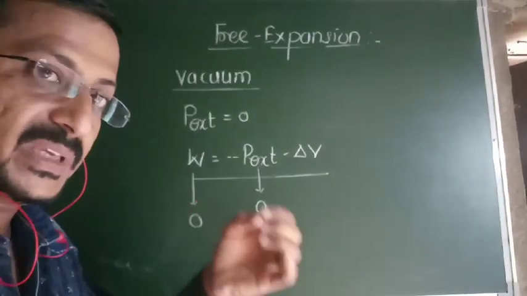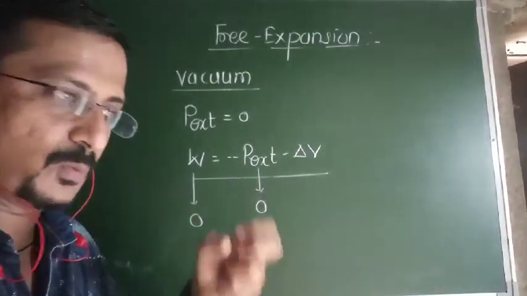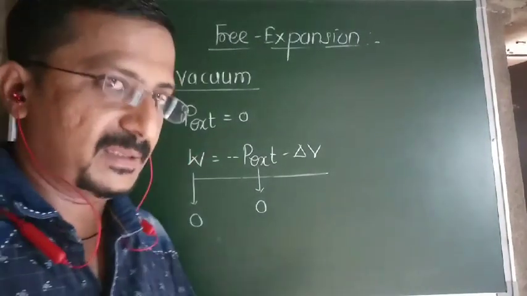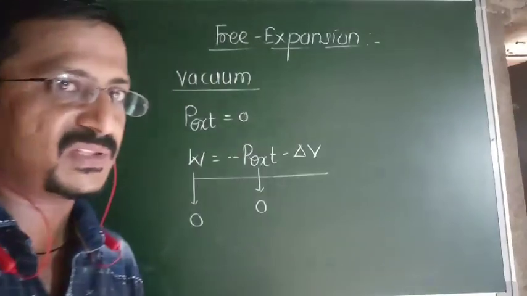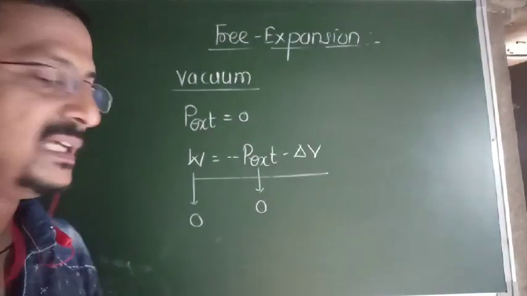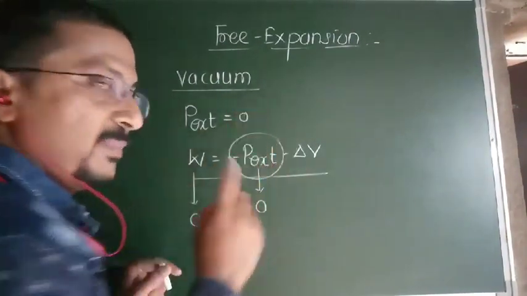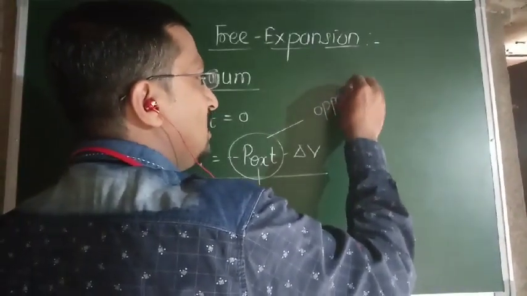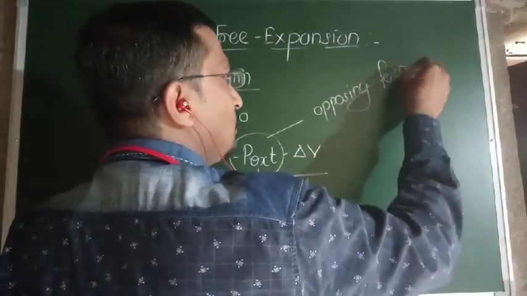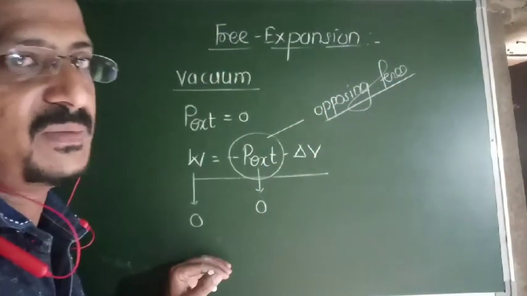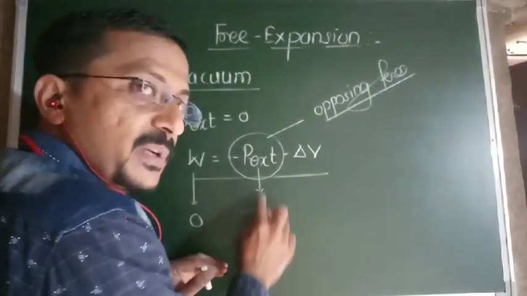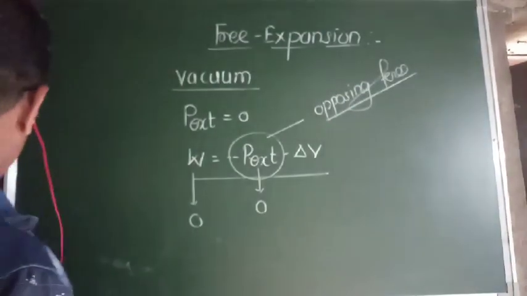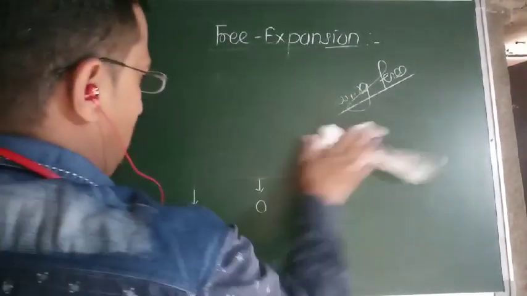From this we get one of the most important points regarding work done: to obtain work from the system, external pressure plays a very important role. External pressure is also called an opposing force. For the work to be obtained, the opposing force plays a very important role. If the opposing force or external pressure is 0, no work is obtained. This is free expansion.